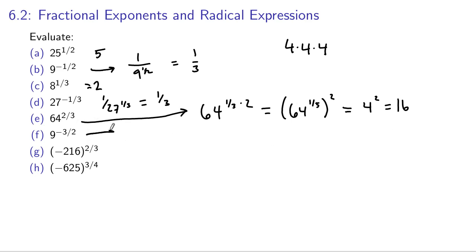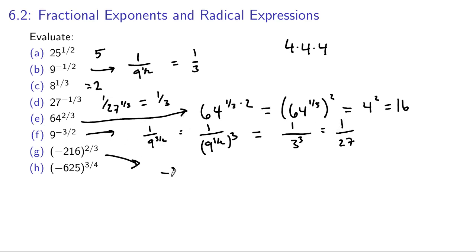9 to the negative 3 halves would be 1 over 9 to the 3 halves, which would be 1 over 9 to the 1 half cubed, by the rules of exponents and splitting up like we did here, which would be 1 over 9 to the 1 half is the square root of 9, which is 3. 3 cubed. 3 cubed is 27. So 9 to the negative 3 halves is 1/27.